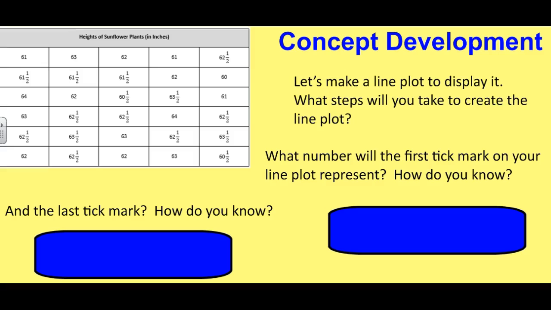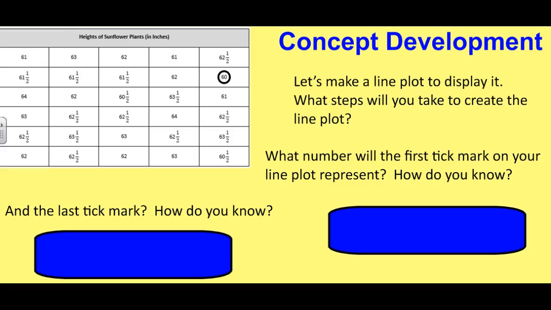I want you to look in the chart, find the smallest measurement on the chart, and circle that so we know where to start on our line plot. Okay, so you should have circled 60. That would be the smallest height of her sunflowers in her garden. So our first tick mark on our line plot is going to be 60.